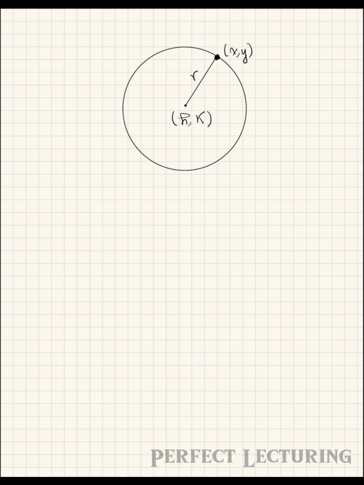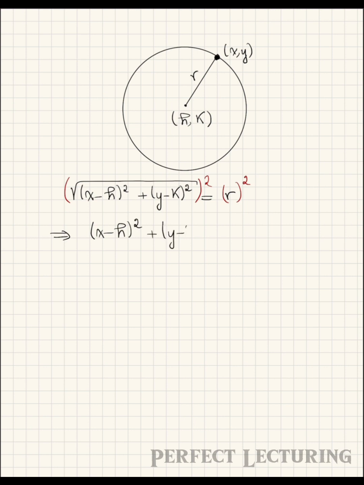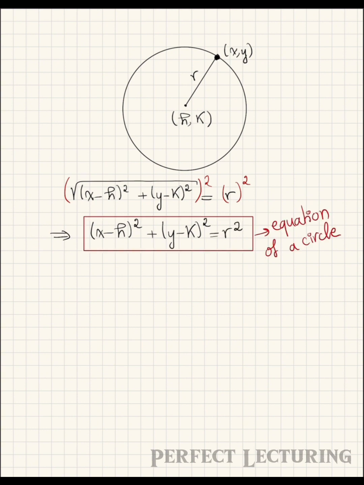This means that we can apply the distance formula. So the distance, which is r, is equal to the square root of (x1 minus x2) squared plus (y1 minus y2) squared, where the center is (h, k). Let us square both sides. This gives us (x minus h) to the power of 2 plus (y minus k) to the power of 2 equals r to the power of 2, and this is the equation of a circle. (x minus h)^2 plus (y minus k)^2 equals r^2, and we say that this is the standard form of the equation of a circle.